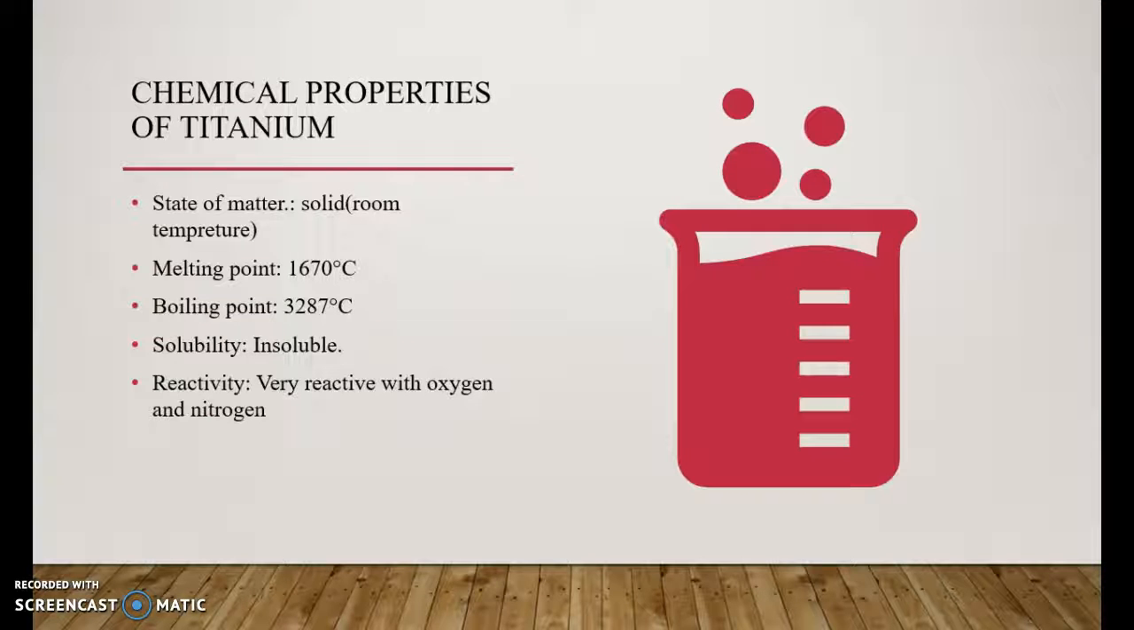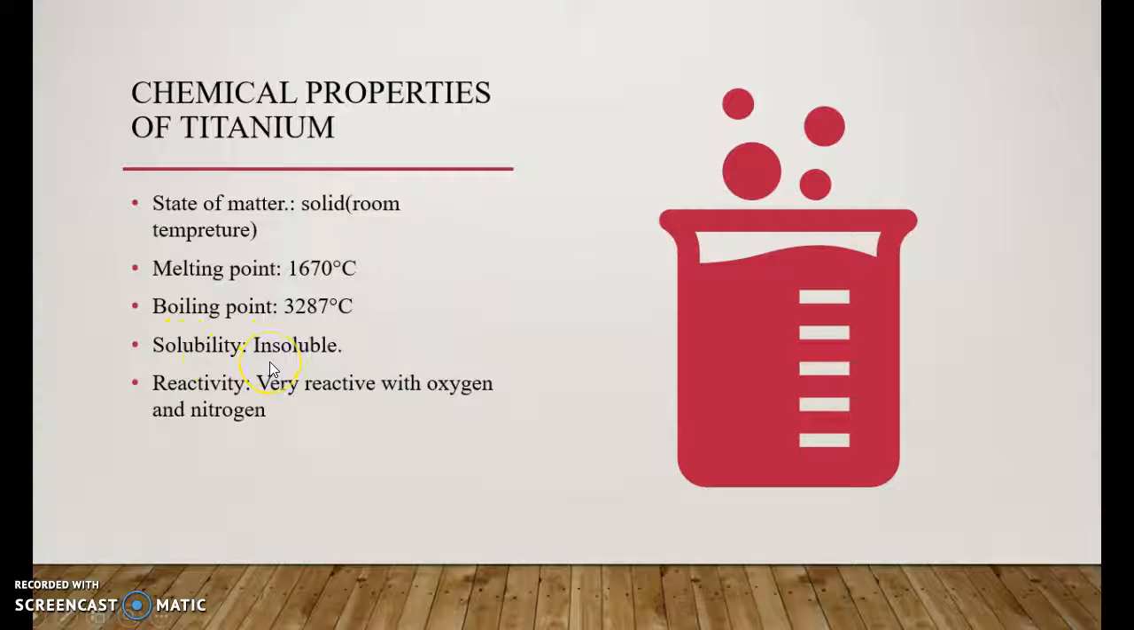Chemical properties. The state of matter of titanium is solid at room temperature. Titanium's melting point is 1670 degrees. Titanium's boiling point is 3287 degrees.